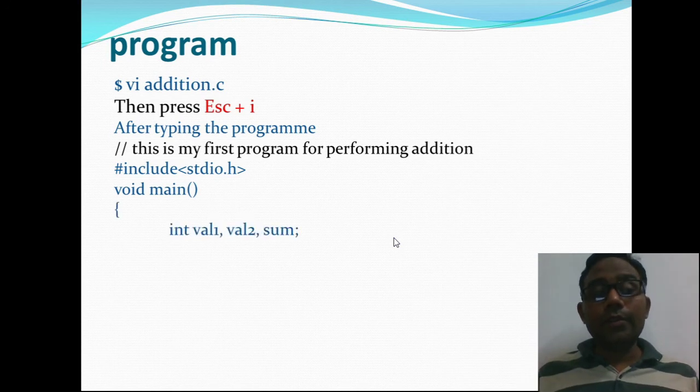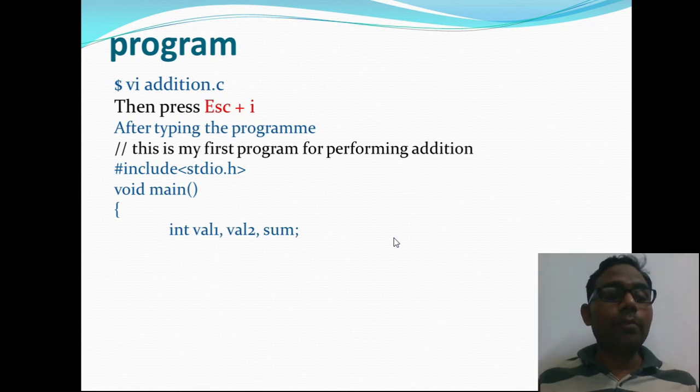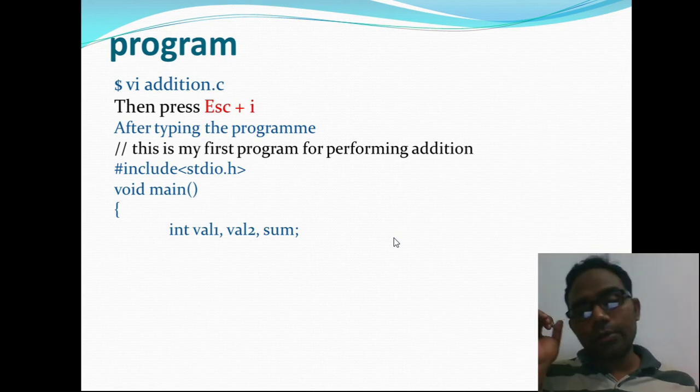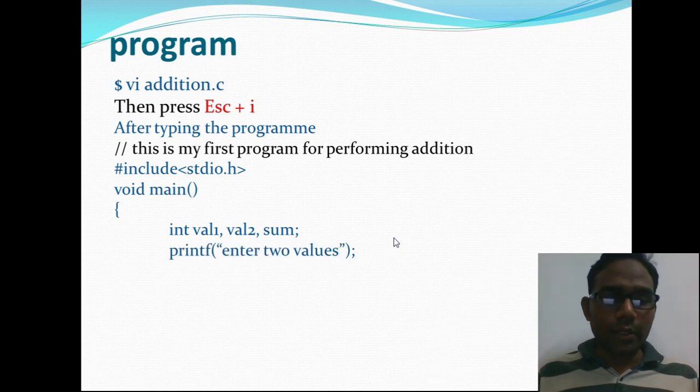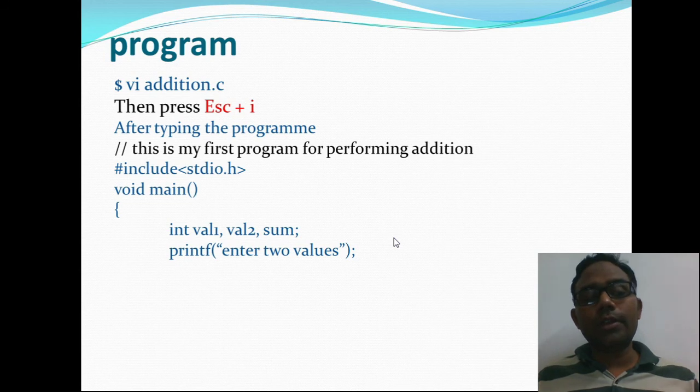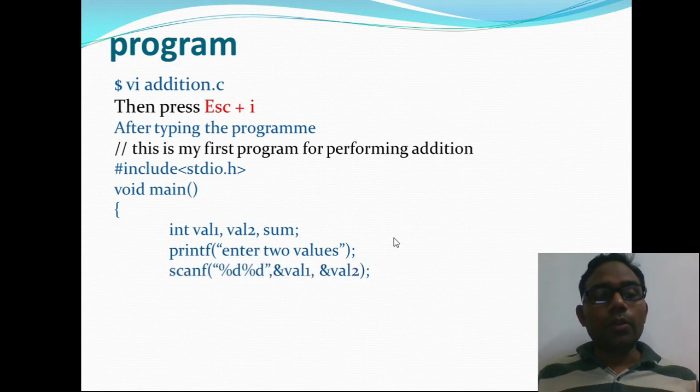Now you are going to declare the variables value 1, value 2 and sum. These values are going to have numbers. They don't have decimal numbers, they are having natural numbers. So we are going to declare them as integers. Int is a keyword which specifies value 1, value 2 and sum are integer variables. Then printf, enter two values, the same as algorithm and flowchart. Whatever is written in printf will be shown on the monitor.